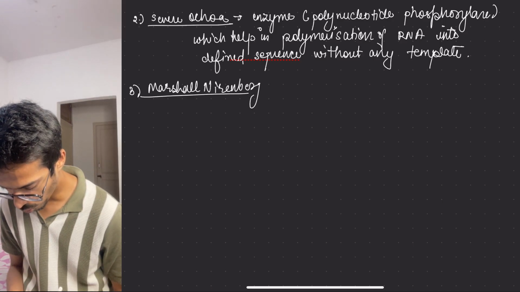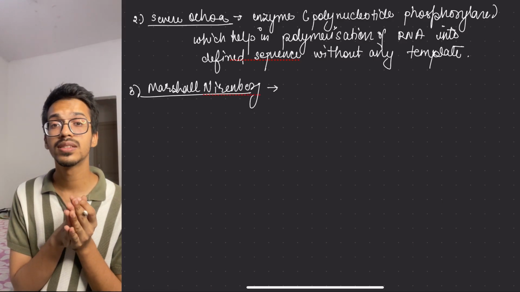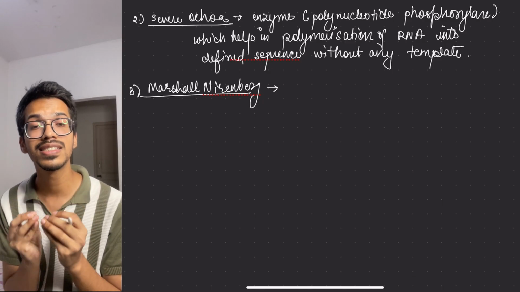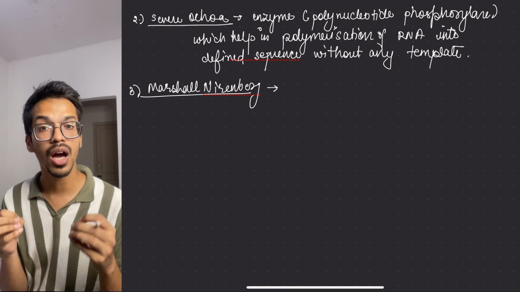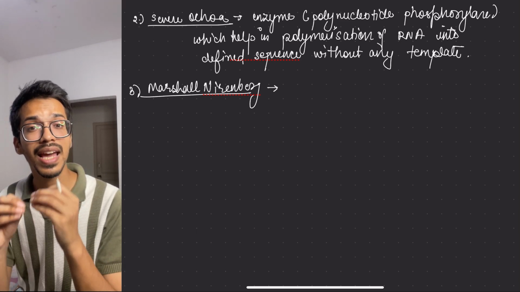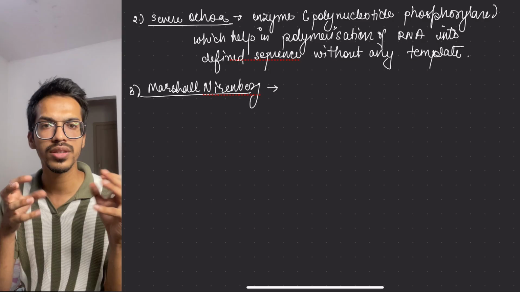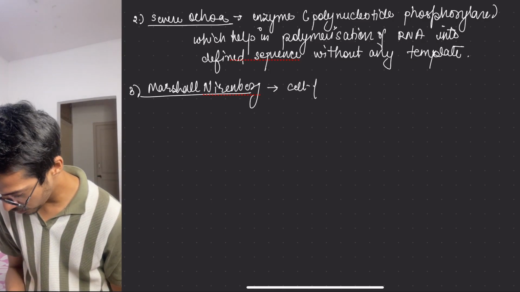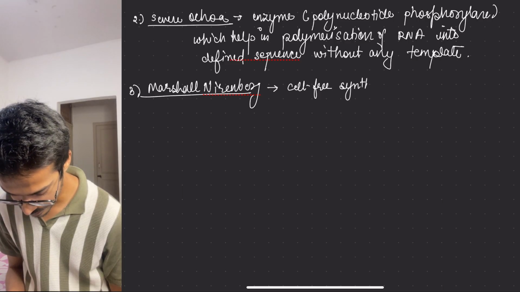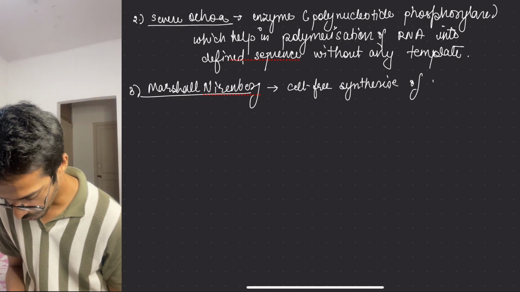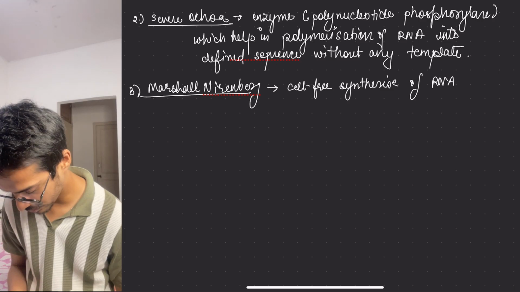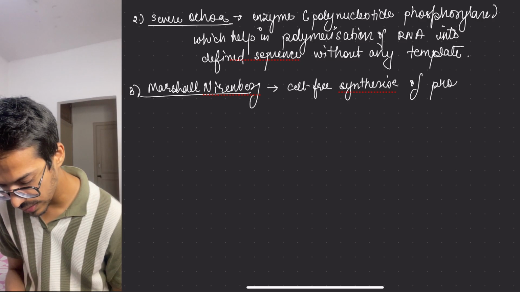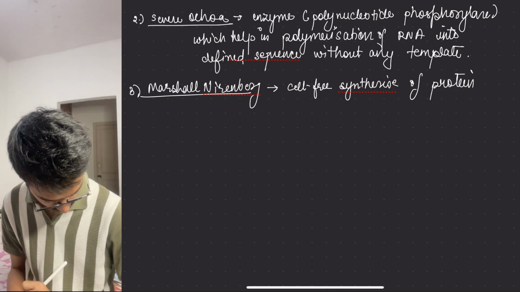Marshall Nirenberg's. What did this person do? He was able to make RNA in a cell-free system, without the requirement of any cell, because normally this whole thing takes place inside the cell only, right? So he was able to do cell-free synthesis of, not the RNA, but of the protein molecule.